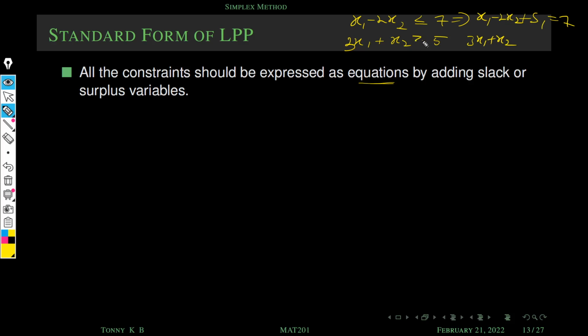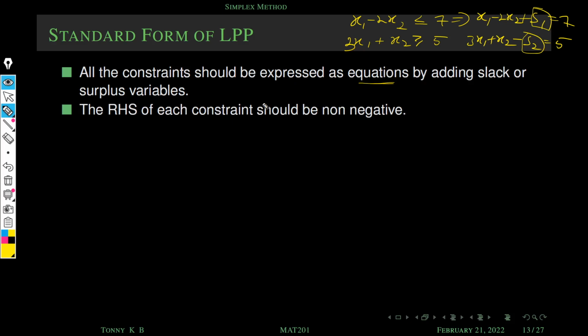Sorry, suppose the second constraint is of the greater than or equal to type. Then in this case the left hand side is greater than 5. So we can make this an equation by subtracting something: 3x1 plus x2 minus s2 equal to 5. Clear? This variable is called a slack variable and this type of variable is called a surplus variable. Clear?